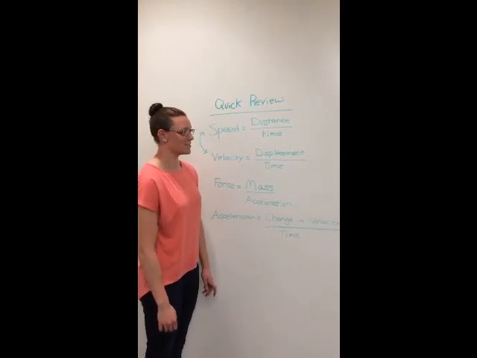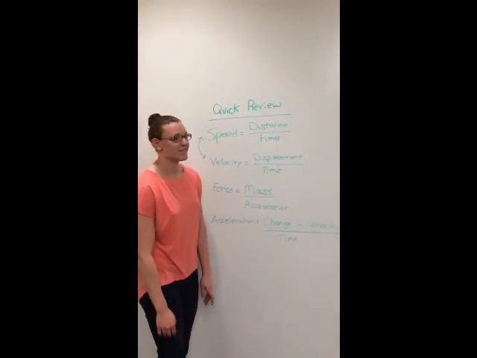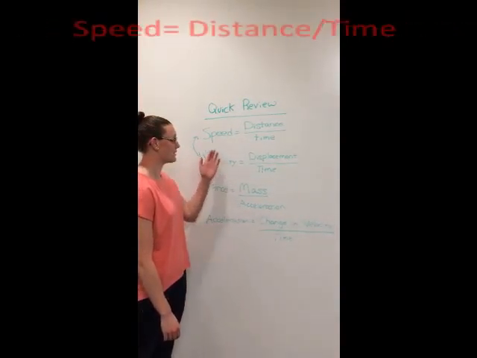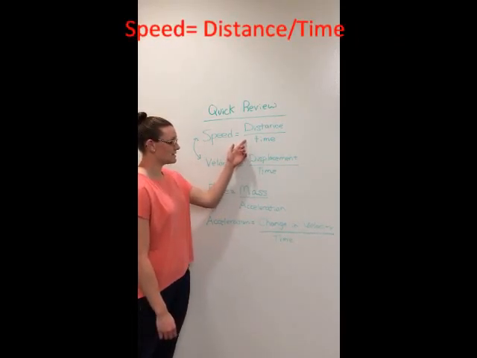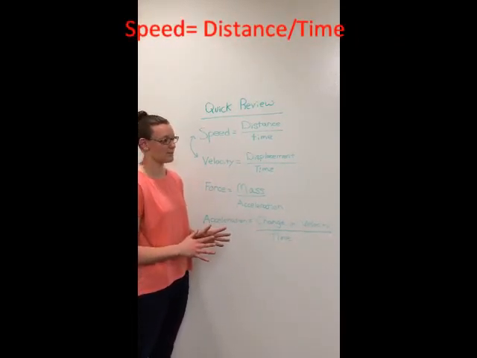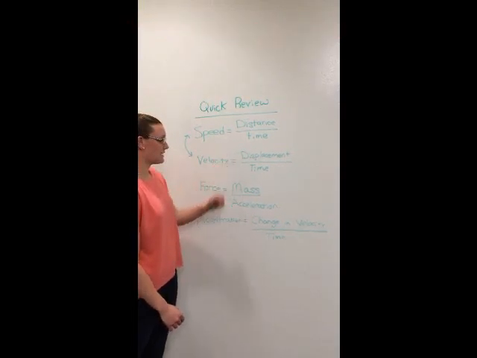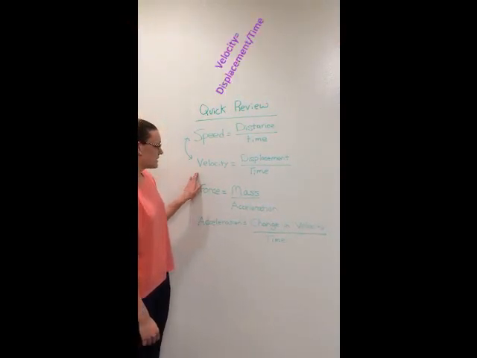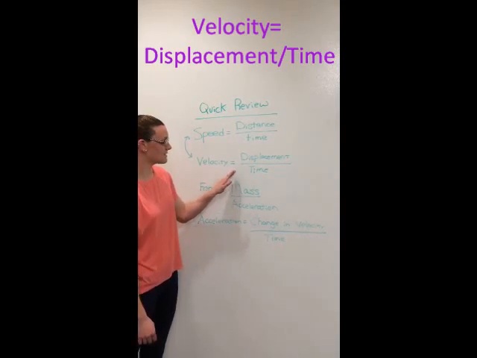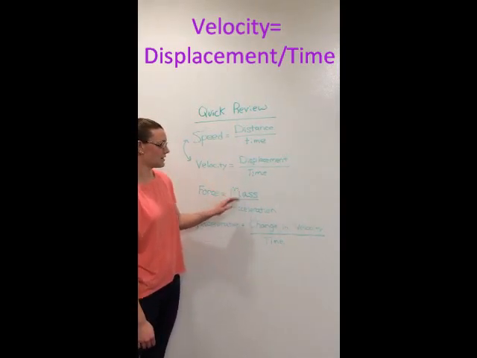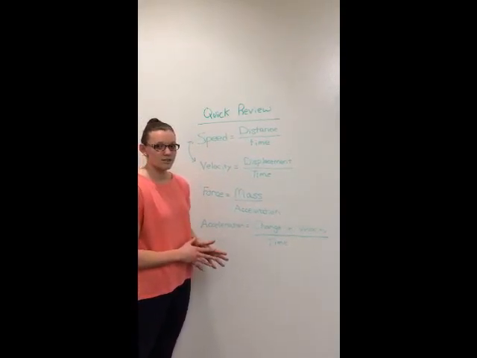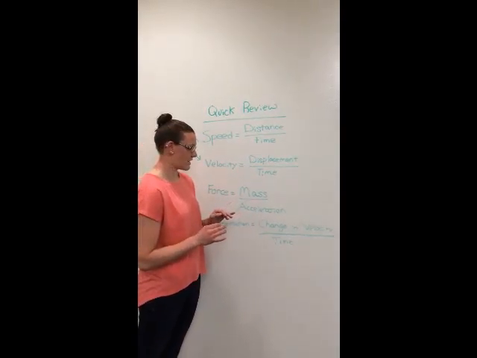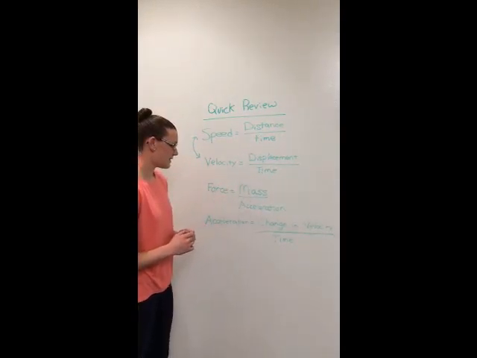Okay, so today we're going to be learning about Newton's 3 laws of motion. But a quick review of stuff that we've already learned. We've learned that speed is the distance divided by time, so that's how far something travels and how long it takes to get there. The velocity is displacement divided by time, and that's the shortest distance from the starting point to the final point and how long it takes to get there.